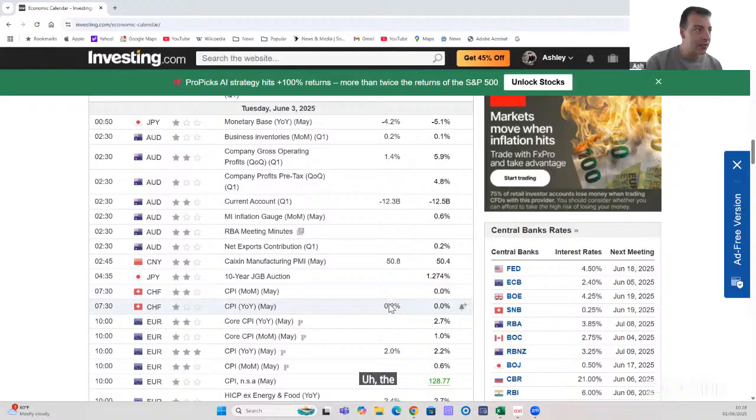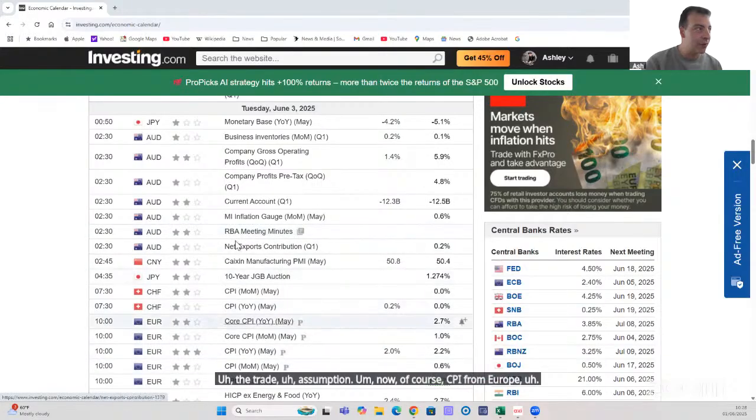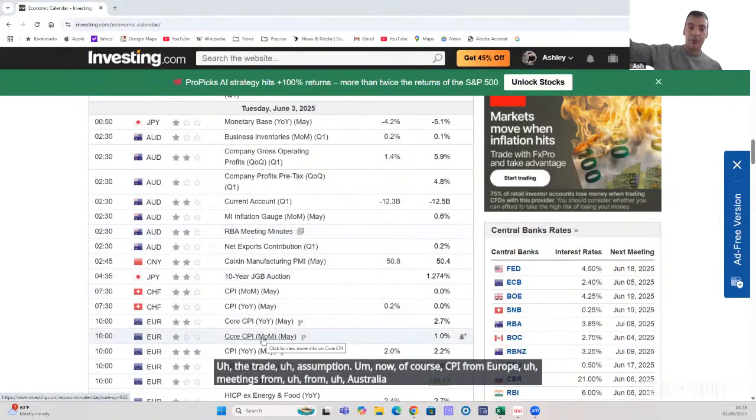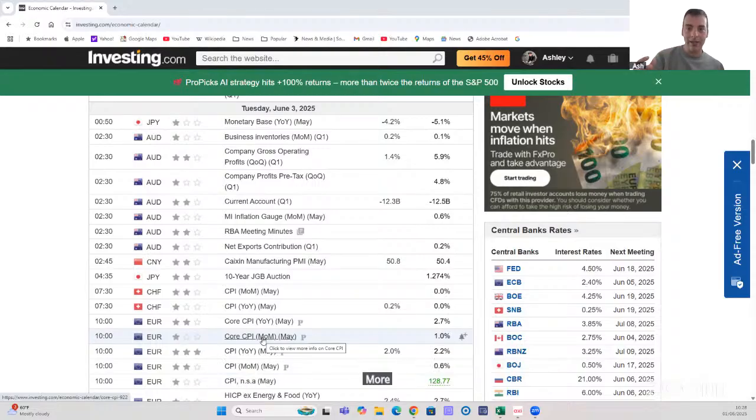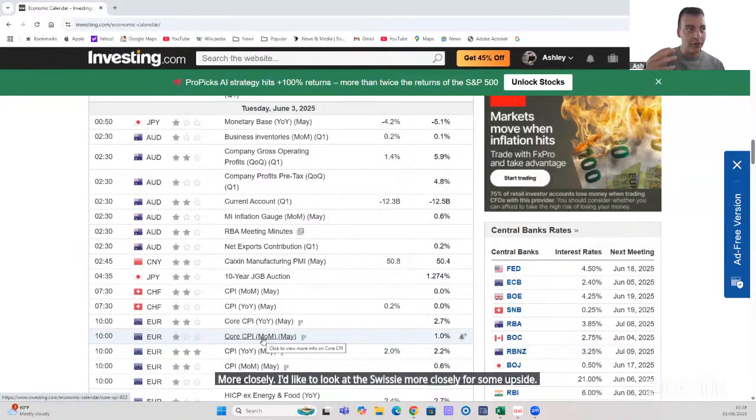the trade assumption. Now, of course, CPI from Europe, meetings from Australia, they might jump those particular currencies to the forefront. But what we're trying to do is get out in front by saying, this is what I'd like to look at more closely. I'd like to look at the Swissy more closely for some upside. I'd like to look at the CAD more closely for some downside. I'd like to look at the yen closely for some downside.